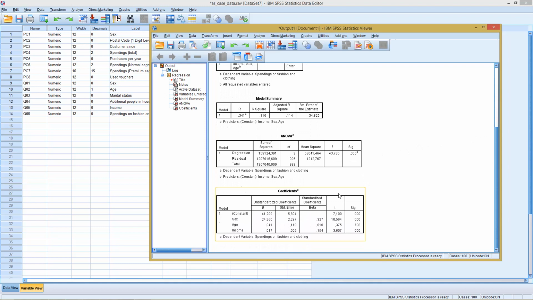And the first interesting aspect for us are here the coefficients. The coefficients in this case can be interpreted in this way: the constant, well, not always can the constant decently be explained. In this case it means if all the other variables were 0, then the dependent variable would take this value. So here it actually makes sense. We could say if sex would be 0, age would be 0, income would be 0, someone would still spend around 41.21 euros on fashion and clothing.